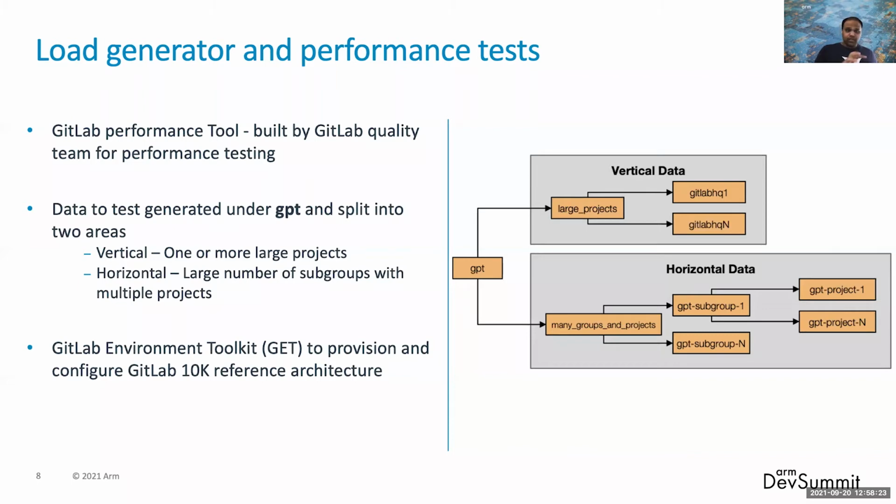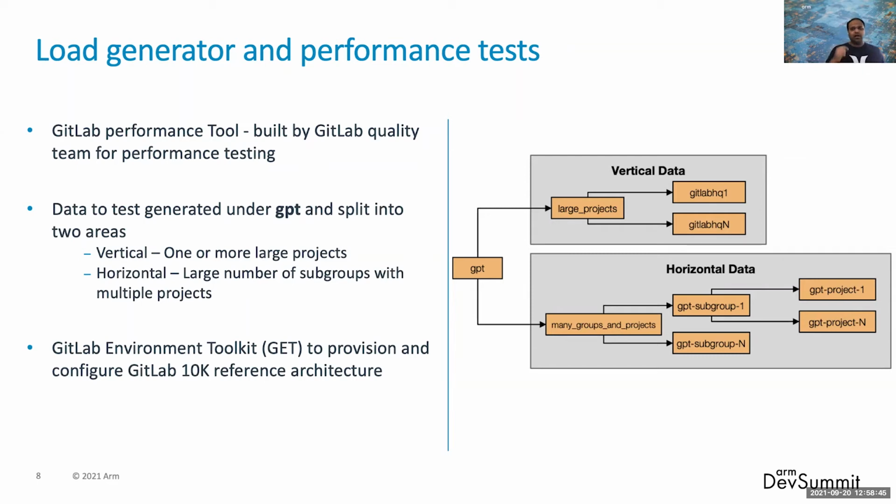And for horizontal, they have a large number of subgroups, which have small projects in each of those. So the data is divided such that you use that data for load generation. Now, coming to the thing that I was talking about, the test requests per second rates.